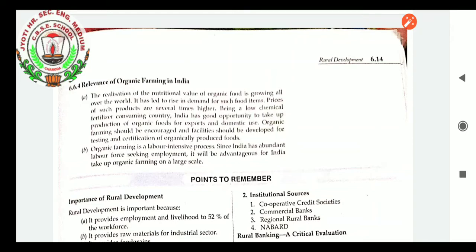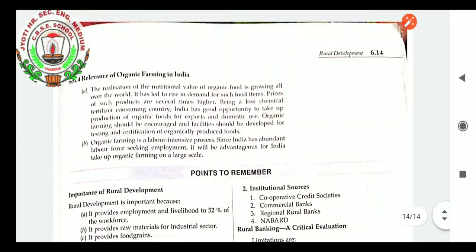Organic farming is a labor intensive process. Since India has abundant labor force seeking employment, it will be advantageous for India to shorten the problem of unemployment by taking up organic farming on a large scale.